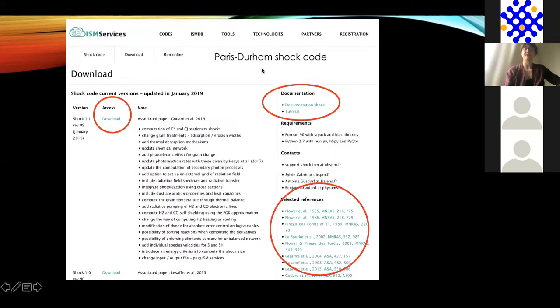Now I'm going to the last family of shock models, the non-dissociative shock models. And the reference public code that you can use for this is the Paris-Durham shock code that is available on the ISM service platform at Observatoire de Paris. I put the website in the earlier slide. So you can download the code and run it on your computer. You have access to documentation, a quick start guide, and a more substantial tutorial, and access to the basic references and papers on this code.